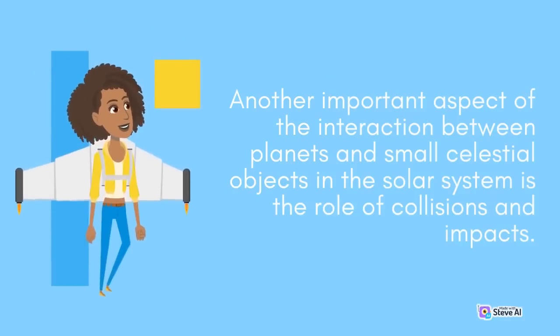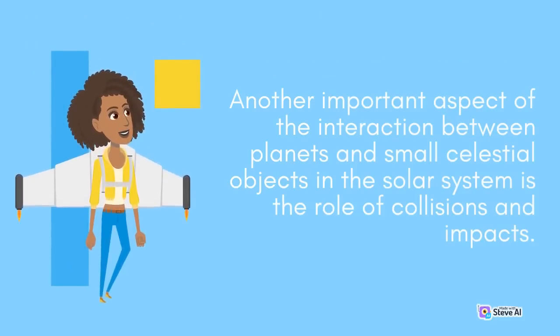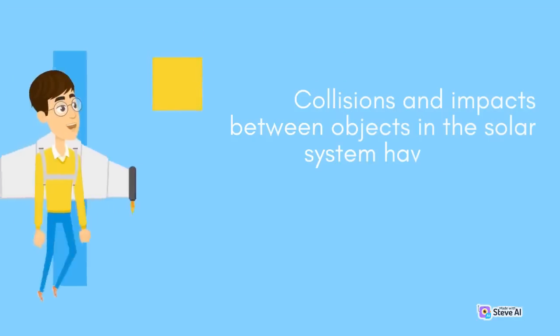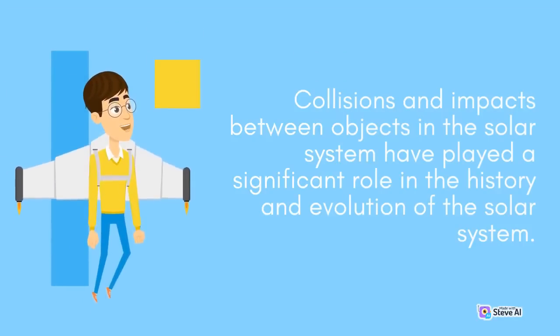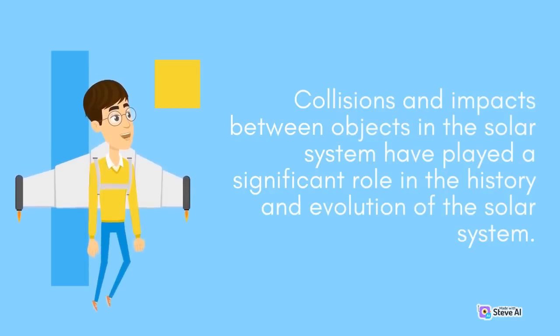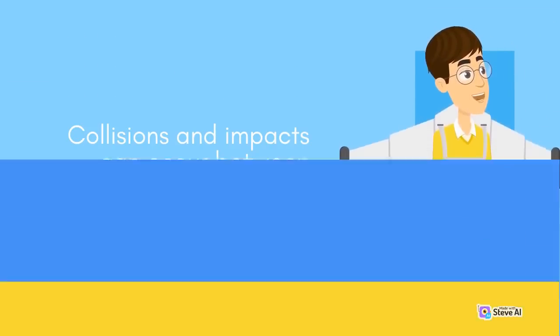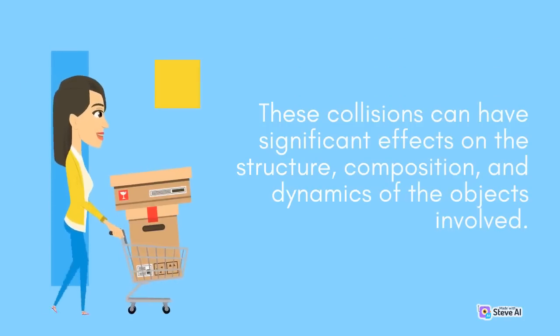Another important aspect of the interaction between planets and small celestial objects in the solar system is the role of collisions and impacts. Collisions and impacts between objects in the solar system have played a significant role in the history and evolution of the solar system. Collisions and impacts can occur between planets, moons, asteroids, and comets. These collisions can have significant effects on the structure, composition, and dynamics of the objects involved.